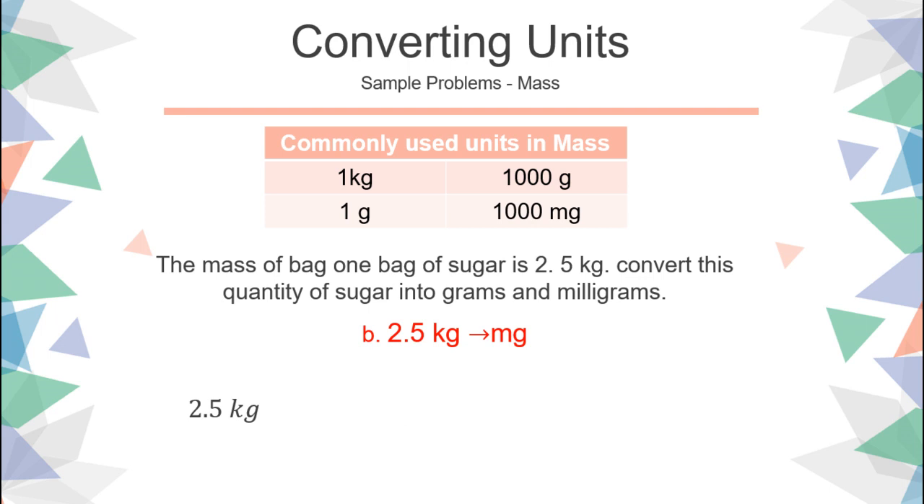Now, we copy first again 2.5 kilograms times its conversion factor. Now, go back to the table. Kilogram to milligrams, there is none, right? We only have 1 kilogram to 1,000 grams and 1 gram to 1,000 milligrams. So, here's what we are going to do. We multiply by what is available, 1 kilogram to gram. So, like this.